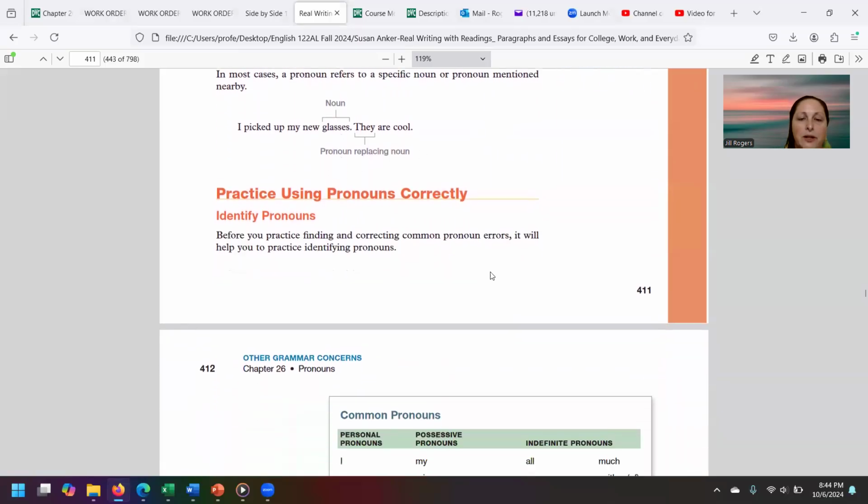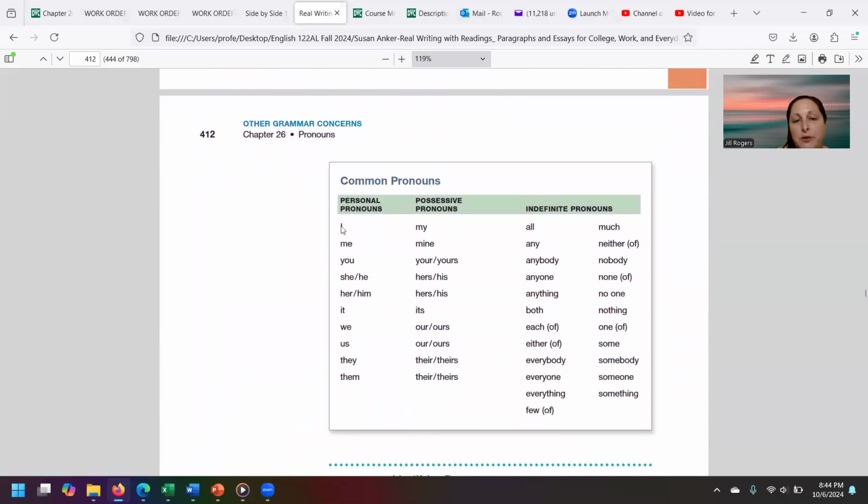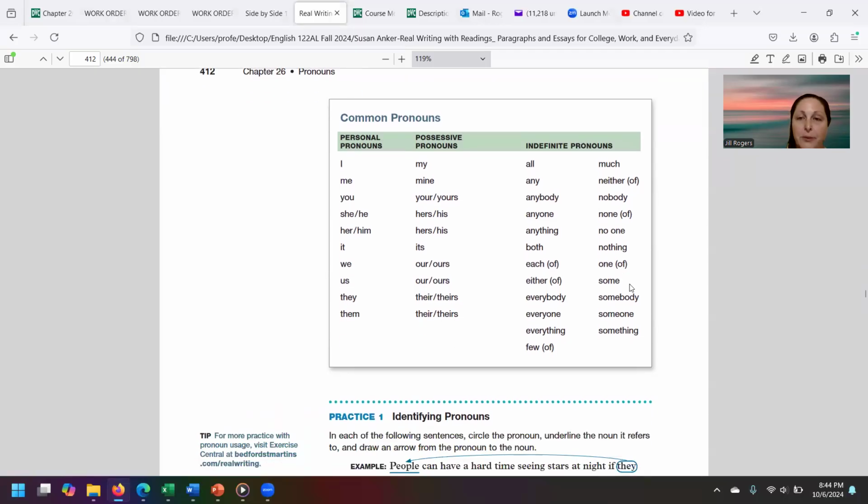Okay, so let's first identify some common pronouns. Here we see we have personal pronouns, possessive pronouns, and indefinite pronouns. Now, those are the ones that cause trouble. Remember, in subject-verb agreement, they also cause trouble, right? So you have to be careful to make sure that the pronouns you use also go with the indefinite pronouns and the form that the indefinite pronoun takes.